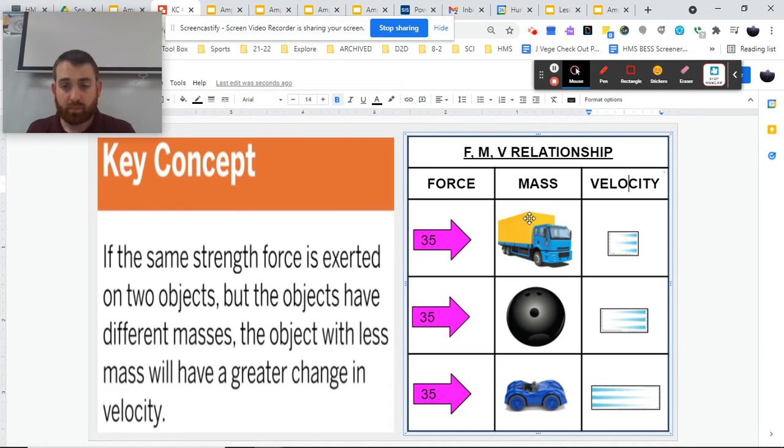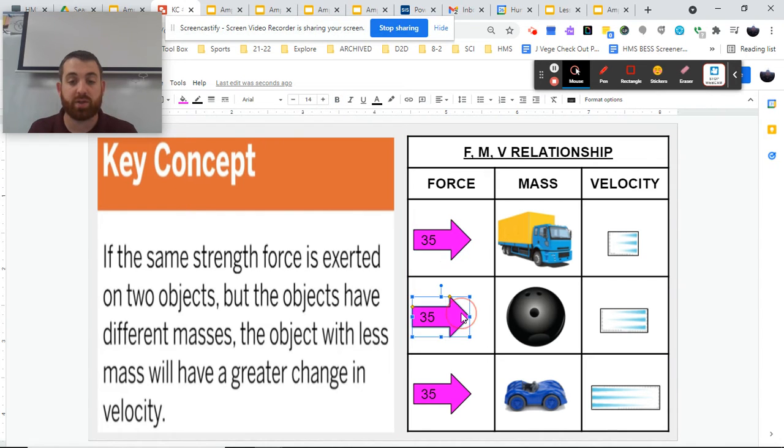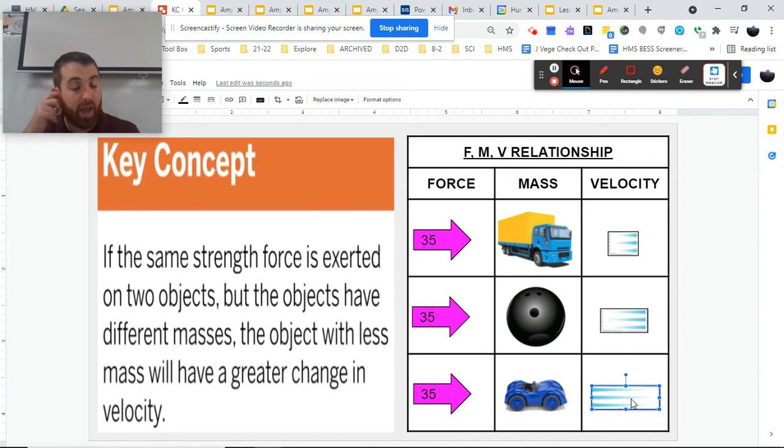So, for example, if we have three objects, a truck, a bowling ball, and a toy car, each one obviously has a different mass, the truck having more mass down to the toy car that has the smallest mass. If we were to apply the same strength force to all three, we would see that the velocity change for the truck would be a lot smaller compared to the bowling ball, and the bowling ball would be a lot smaller compared to the toy car, and vice versa going all the way up. The toy car would have a larger change in velocity when we apply that same force versus the other two.